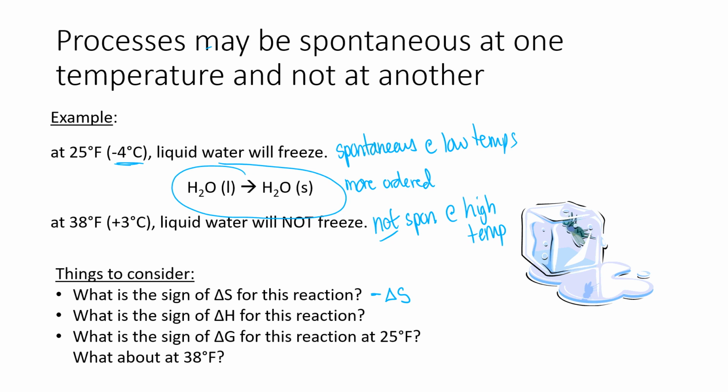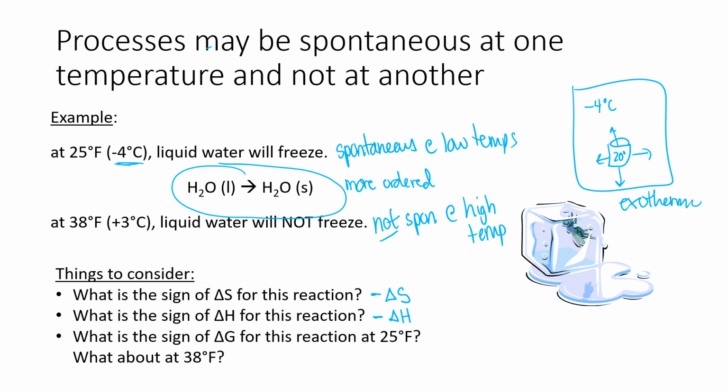And then if you think about the sign of delta H, here's my picture right here. Imagine you stick a beaker of room temperature water in your freezer, and it's going to turn into ice. The heat is going to transfer from the high temperature object to the low temperature object. So heat is going to leave the water. So this process of freezing is exothermic. So it's got a negative delta H.